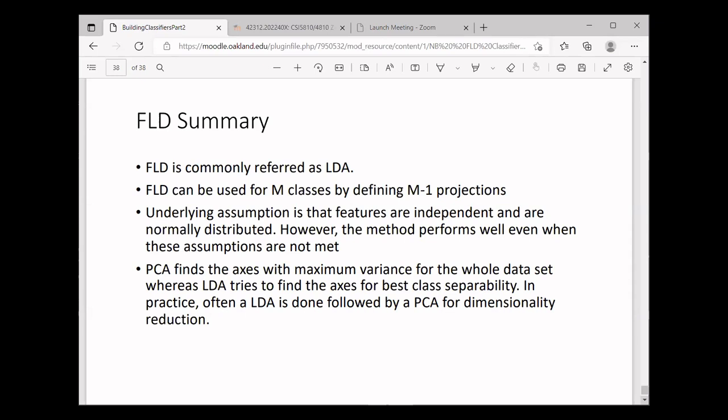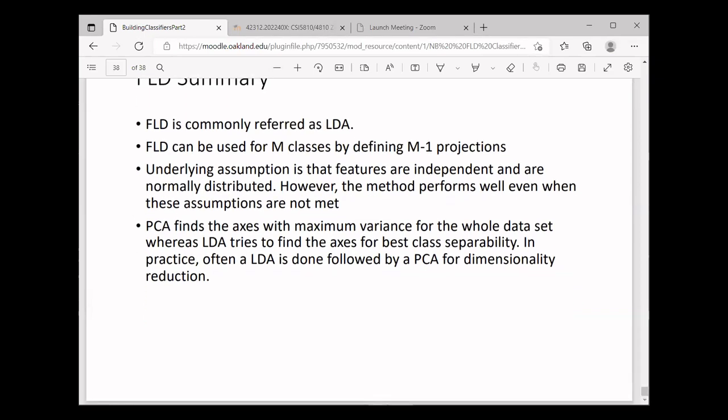All right. And finally, PCA finds the axis with maximum variance for the whole data set, while LDA or Fisher's linear discriminant function tries to find the axis for the best class separability, because it's not the data approximation but the separability that is important. And in practice, one can perform LDA followed by PCA for dimensionality reduction. Okay, so both are possible. So with that, I think we will stop here.